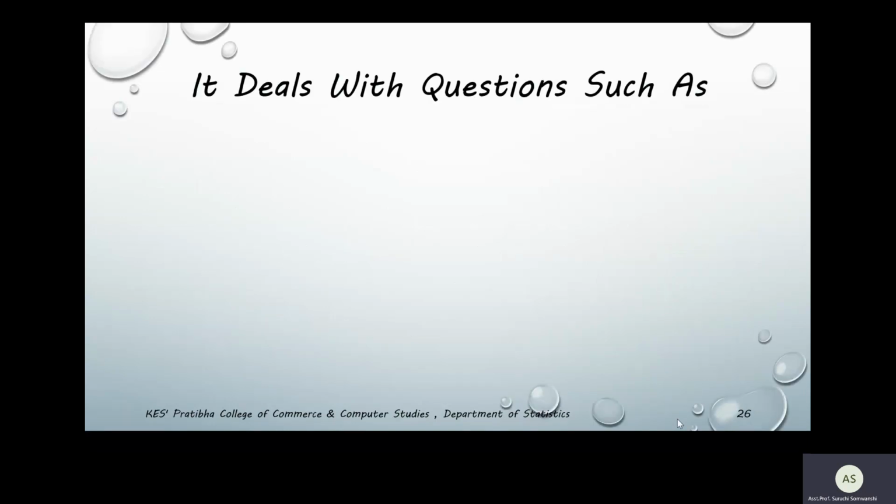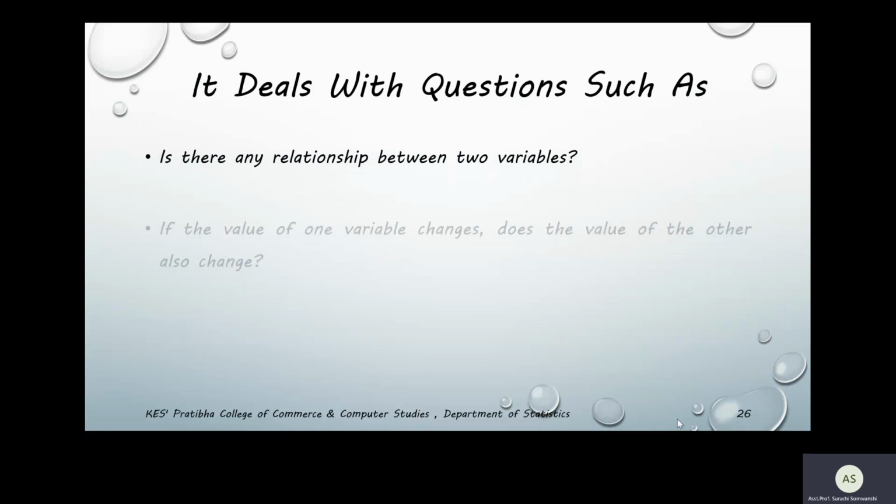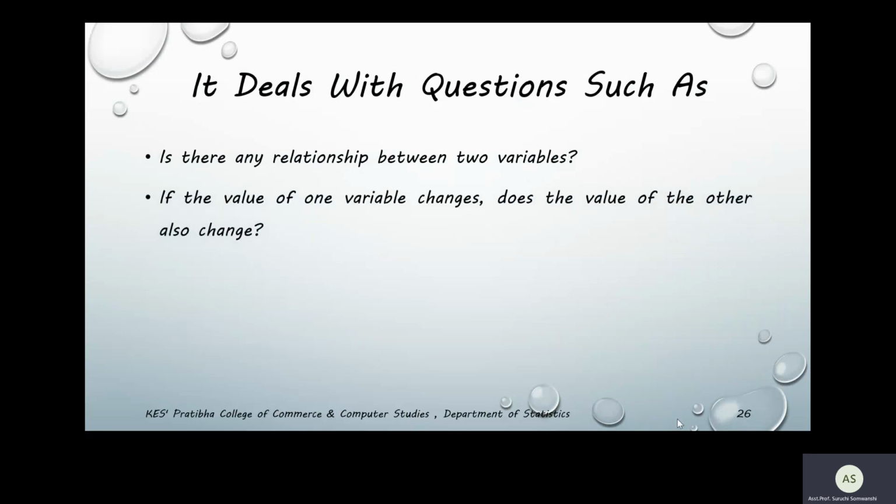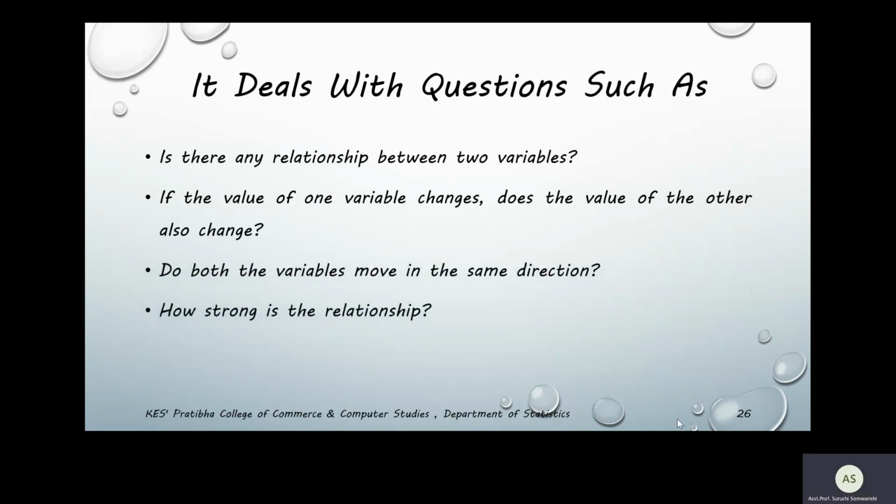Then what type of questions does correlation deal with? Particularly if you need an answer for: is there any relationship between two variables? If the value of one variable changes, does the value of the other also change? Do both the variables move in the same direction? How strong is the relationship? These types of questions can be answered by using correlation. So if you need to answer something like this, you are able to use correlation.